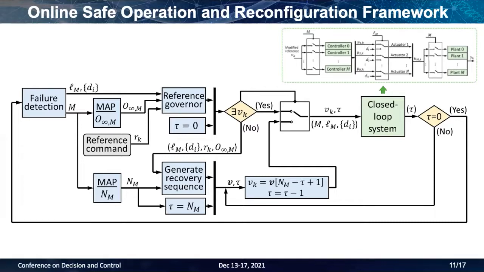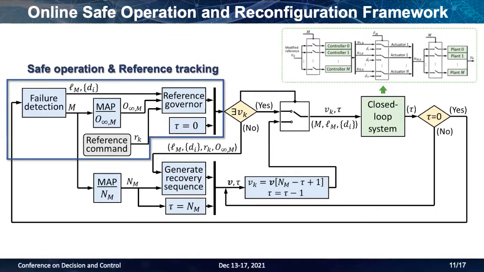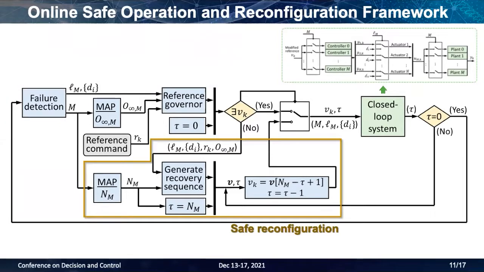Here's the framework for the safe operation and reconfiguration to be implemented online. During the operation in each mode, the system runs the upper part of the loop and performs reference checking using the reference governor. Once failure is detected and isolated, a recovery sequence will be generated, and the system will run with the sequence until the reconfiguration is finished.